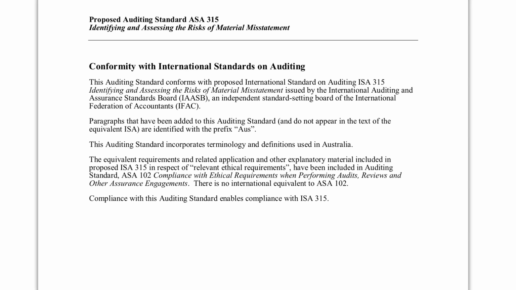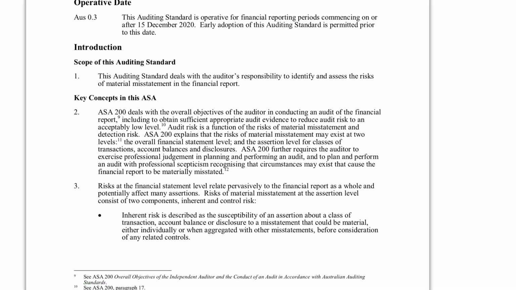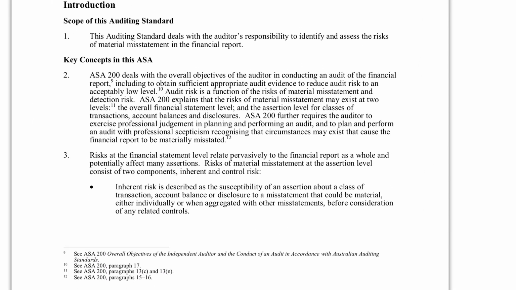Conformity statement, so definitely ISA 315, the proposed exposure draft, and the ASA one are identical. There are a few little extra Australian paragraphs that are in there, but as I mentioned before, this is the really exciting bit here, key concepts. I like that this is at the beginning, it's setting the tone, and it's providing a place for the standard.